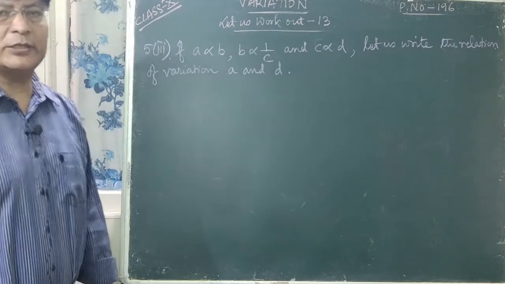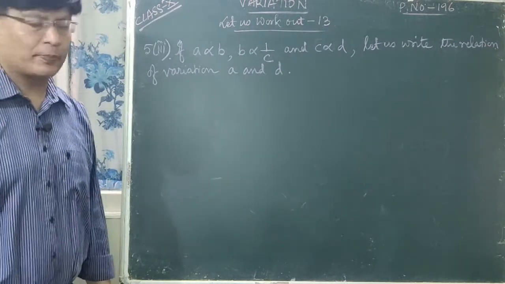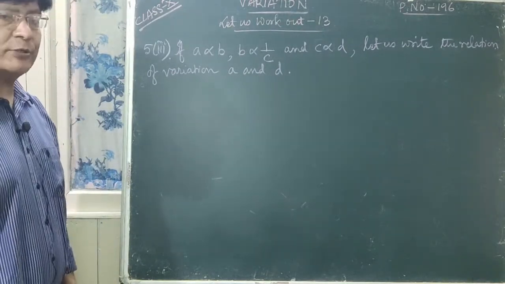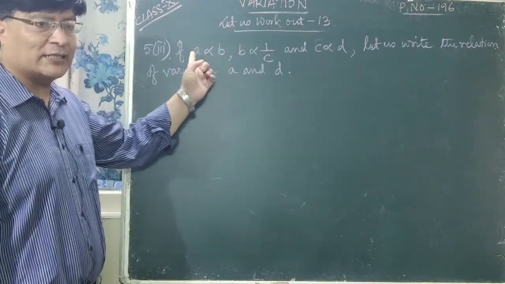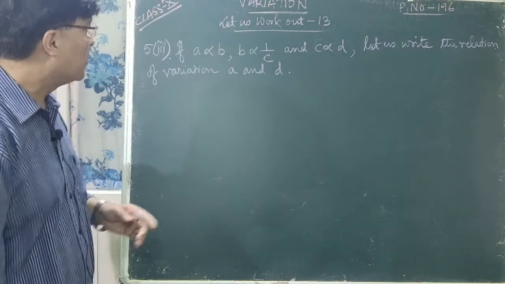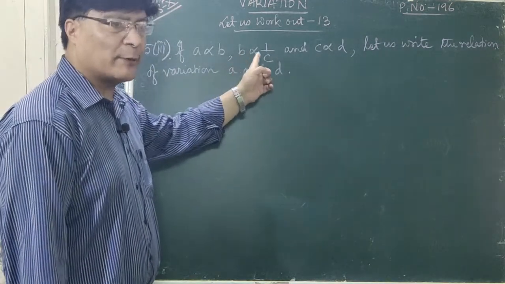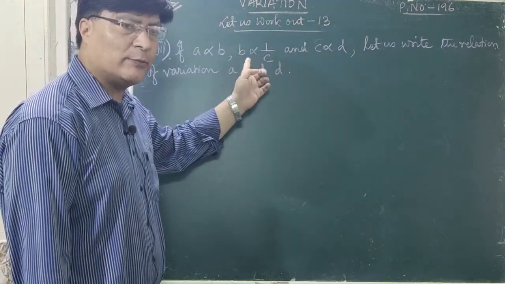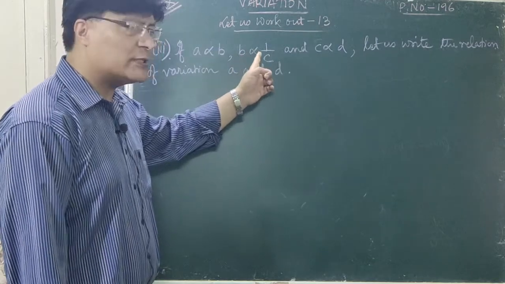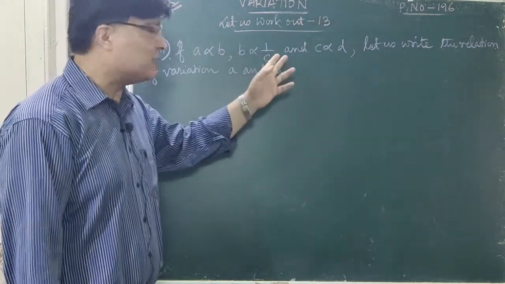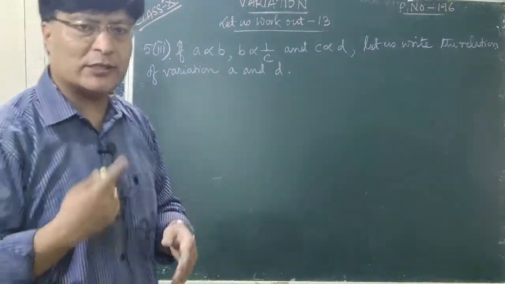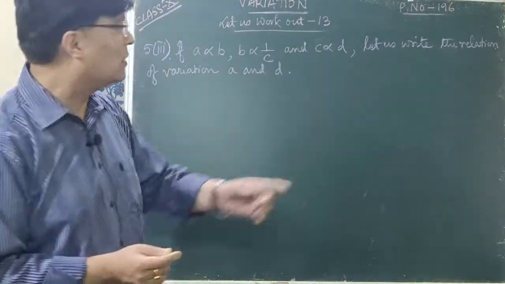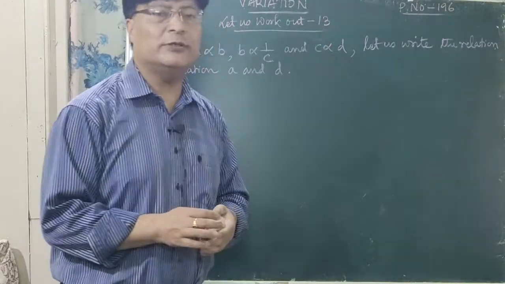Now we'll do the next question, that is 5 number 3. If A is proportional to B, how is the relation between A and B here? A is directly proportional to B. The next one is B is proportional to 1 by C. What is the relation between B and C? B is inversely proportional to C. And the last one is C is proportional to D. How is the relation between C and D? C is directly proportional to D.